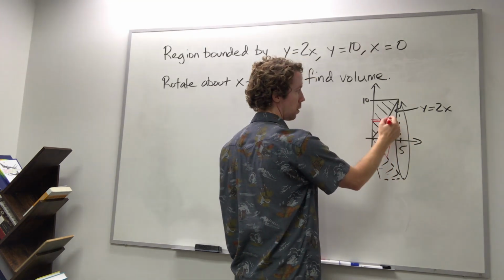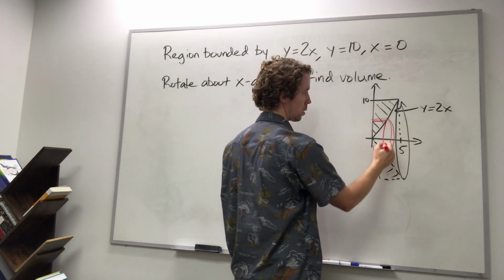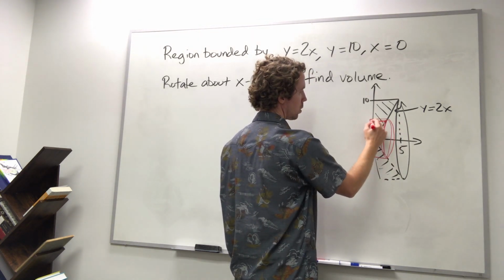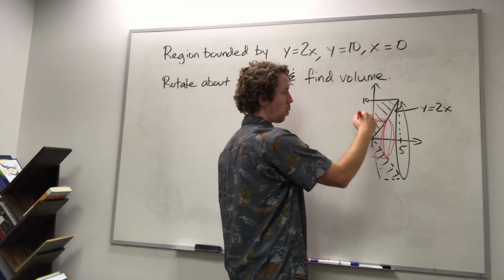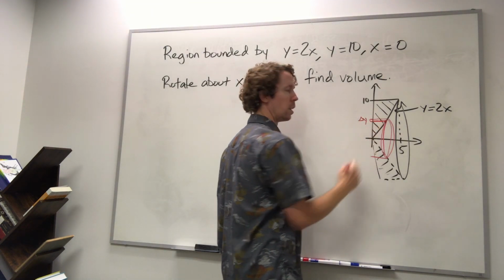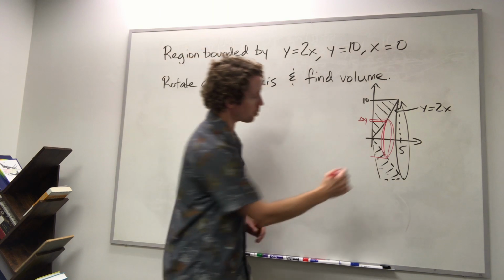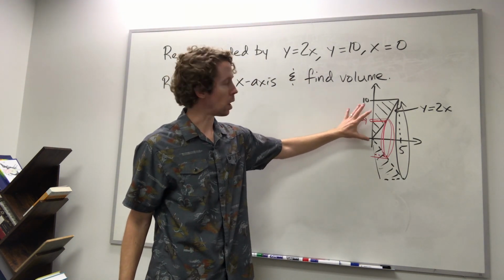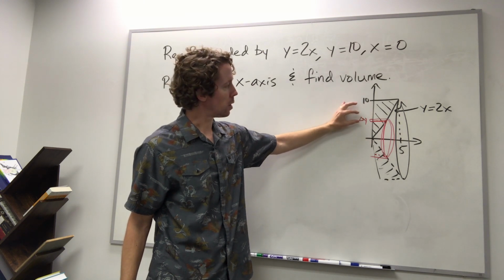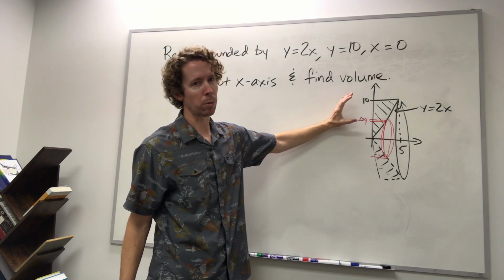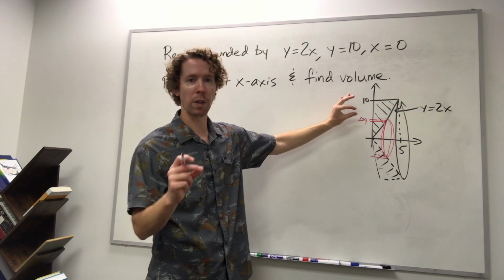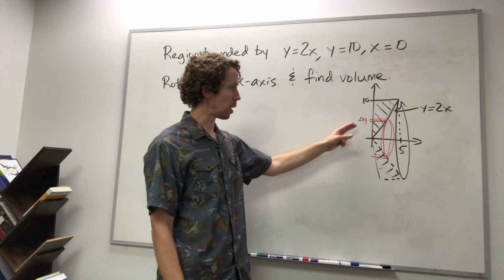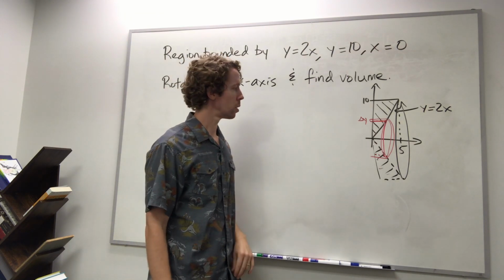I have a very small thickness. That thickness is going in the y direction. I'm going to call it delta y because we're going to fill this thing up with these cylindrical shells, and if delta y is wider, I get a more rough approximation. If it's smaller, I get a more fine approximation that has less error. And to get the exact volume, I take the limit as that delta y shrinks down to 0.